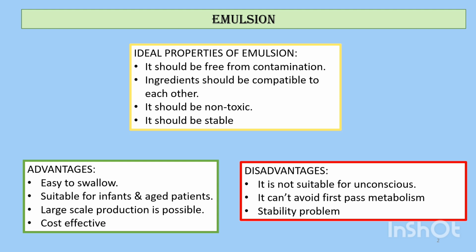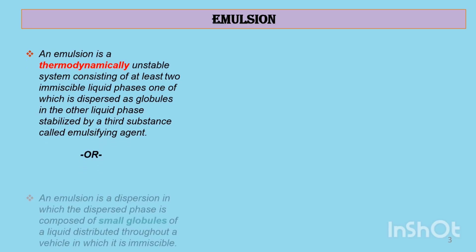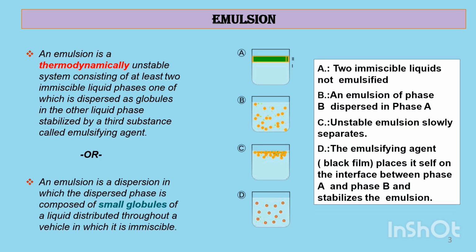There are a few disadvantages of emulsion. It is not suitable for unconscious patients as we generally administer it orally. It also cannot avoid fast metabolism. There are a few stability problems of emulsion which we'll be discussing in future lectures. Today's topic is mainly definition, classification and identification of different types of emulsion.